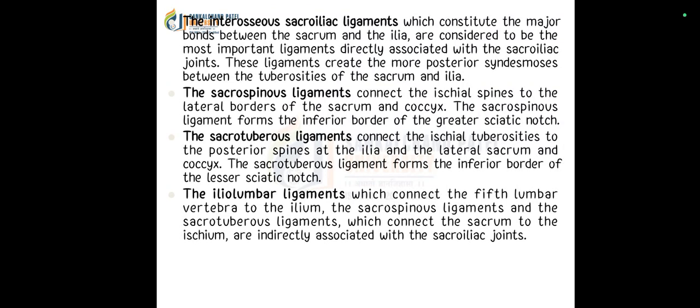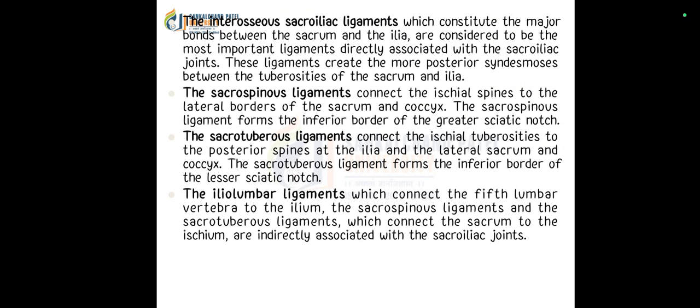The sacrospinous ligaments connect the ischial spine to the lateral border of the sacrum and coccyx. The sacrospinous ligament forms the inferior border of the greater sciatic notch. The sacrotuberous ligament connects the ischial tuberosities to the posterior spine of the ilia and the lateral sacrum and coccyx. The sacrotuberous ligament forms the inferior border of the lesser sciatic notch.